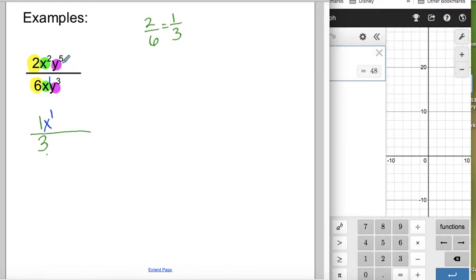For the y's, where are there more and how many more? Being that there's 5 on top, there are more on top, so the y will go on top. How many more? 5 minus 3 gives you 2. There are 2 more y's on the top. So we can simplify this. Since there is something on top other than this number 1, you don't necessarily have to write that number 1. You also don't have to write a power of 1. So we could simplify the top to say xy squared, and the bottom would be the 3.